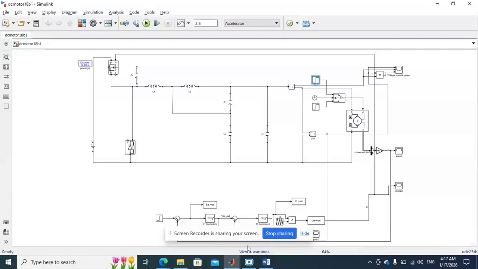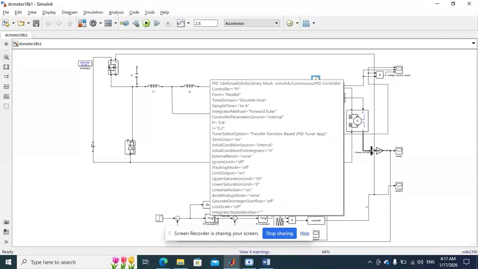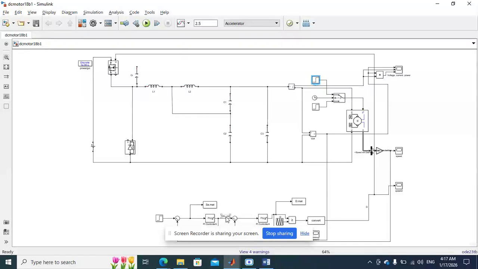Here the speed is given to the speed controller. Reference speed and the measured speed are compared, and the error is given to the PI controller. The PI controller will generate the DC voltage reference depending upon the speed error, and that DC voltage reference is compared to the measured DC voltage, and the error voltage is given to the PI controller. From that the duty ratio will be generated. That duty ratio will be provided for PWM pulse generation. The generated pulses are given to the MOSFET.